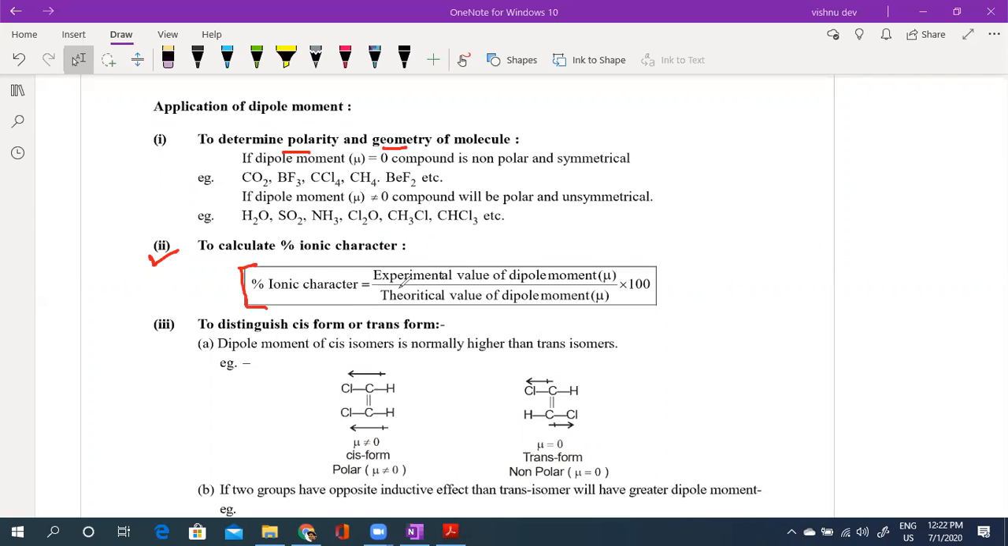So the formula is experimental value of dipole moment by theoretical value of dipole moment into 100. As simple as that. ठीक है? Theoretical value means जो हम लोग formula से निकालते हैं. Experimental value जो कि experiment करके आता है. Okay? Got it? Right? So ये दिया रहेगा अगर तुमको experimental value और theoretical value, बस put करके निकाल देना है percentage of ionic character.